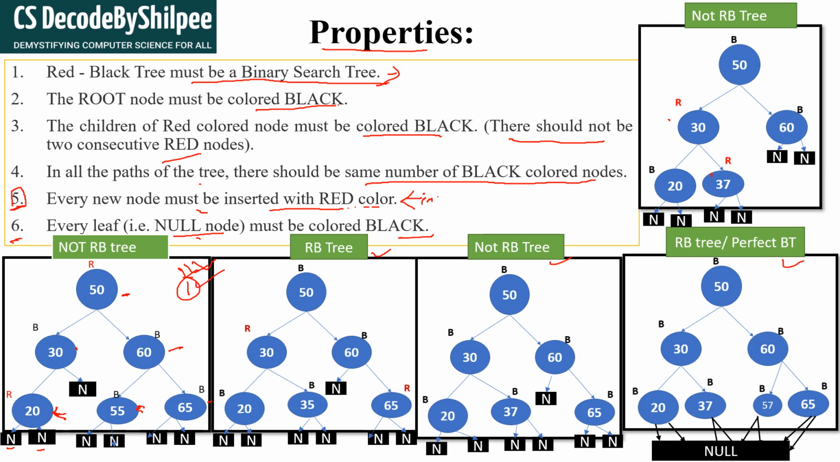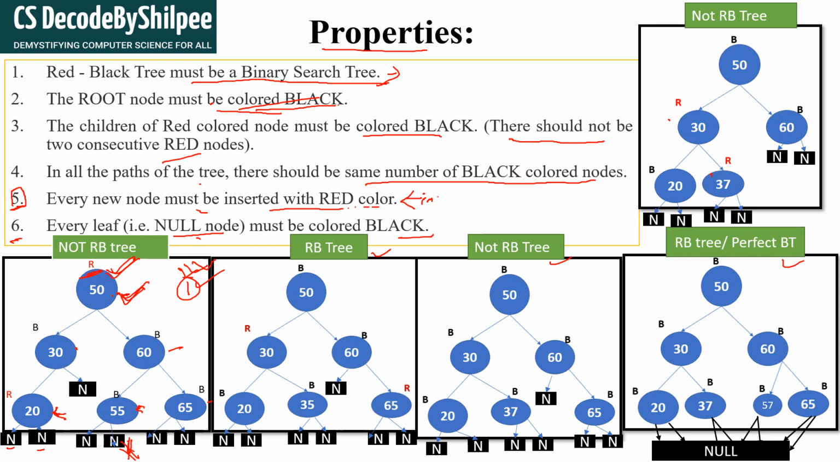Second property is saying that root node must be black colored. So what is the root here? Root is 50. The root color is red, but the property is saying that root node must be black color, but here it is red. It means that this is not a valid red black tree.